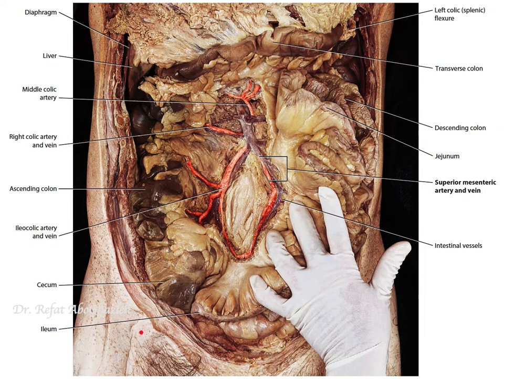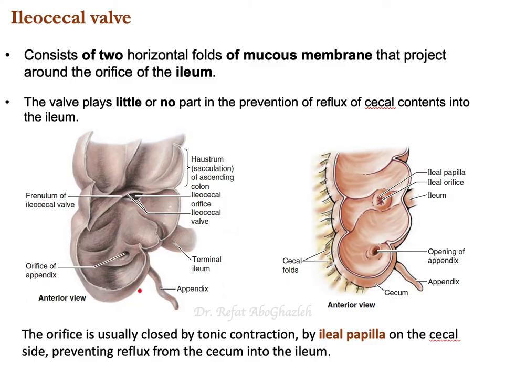which is good. So this is a cadaver that you see here. This is the small intestine, and these are the superior mesenteric vessels, and here's the right iliac fossa, in which you see what we call the cecum. Look at the haustra of the large intestine. Look at the omental appendices. This is the transverse colon. Anyway, back to the cecum here in the right iliac fossa.